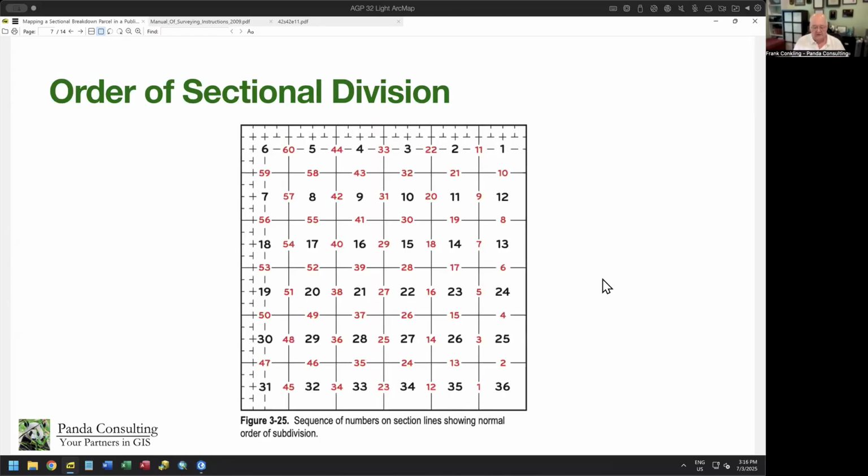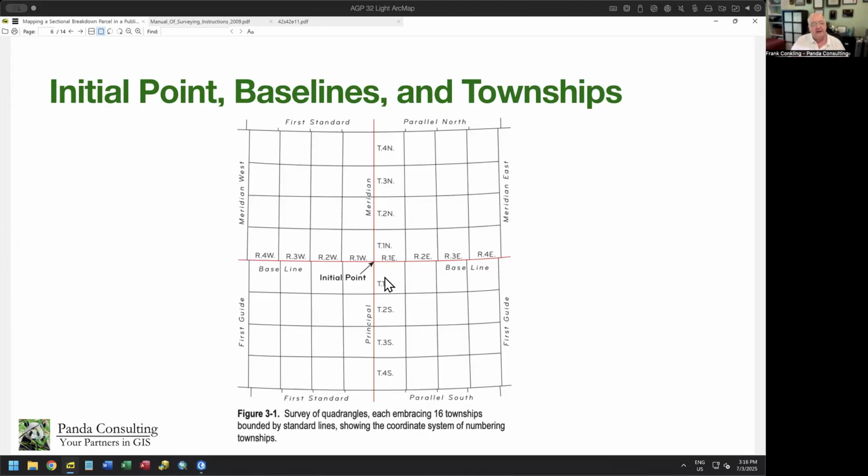So how did they mark them out? Townships are referenced relative to the initial point. This township is Township 1 South, Range 1 East. Down over here, this is Township 4 South, Range 3 East. So it's all referenced relative to this initial point on how it actually starts out. And those townships, again, are 6 miles wide and 6 miles north-south.